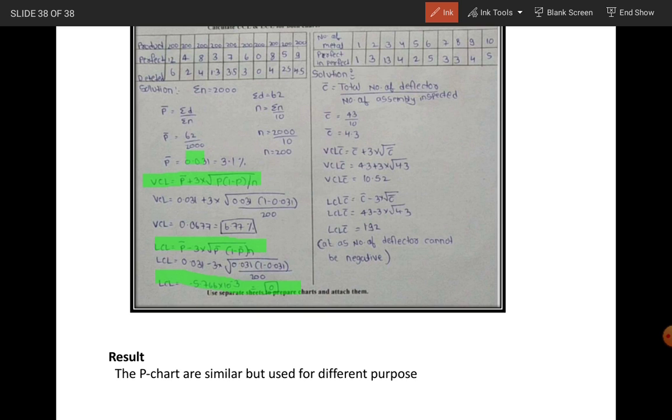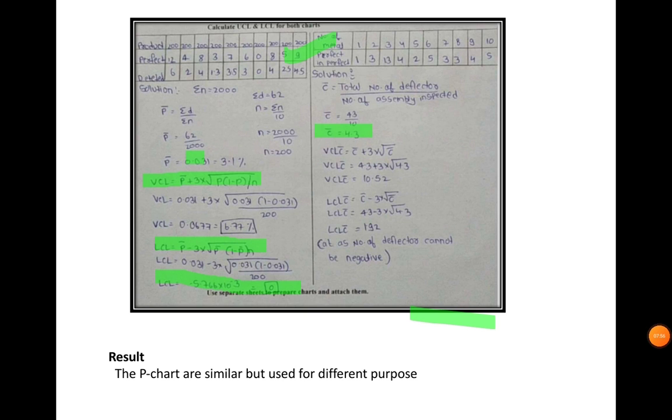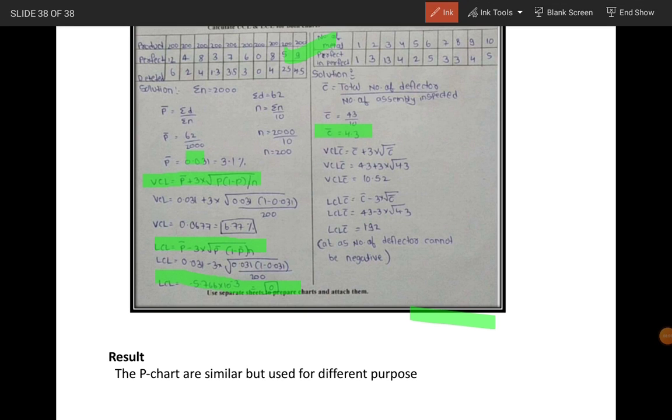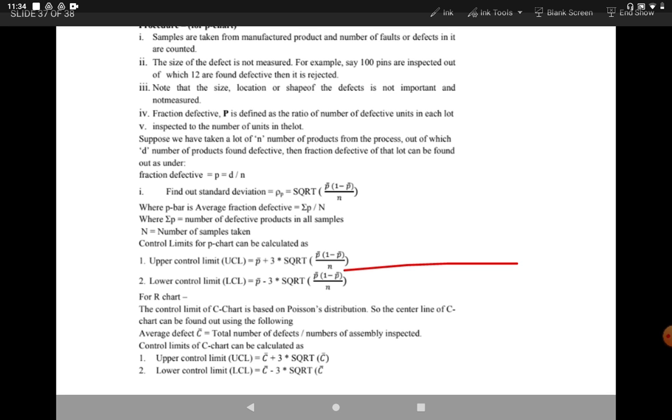In the same way, for this example, we are going to go for this. First of all, we need to check the total number of defects and the number of samples. Based on this, we will calculate this C value, which is 1.43. C bar is based on the Poisson distribution. See here, C bar is based on the Poisson distribution, which is the number of defects. It is already mentioned over here. I will just show you this part.